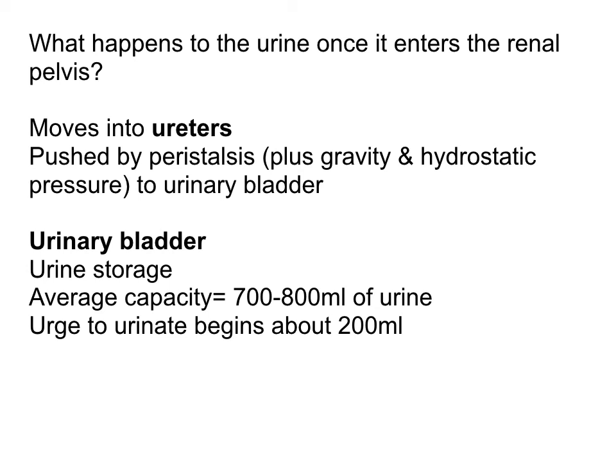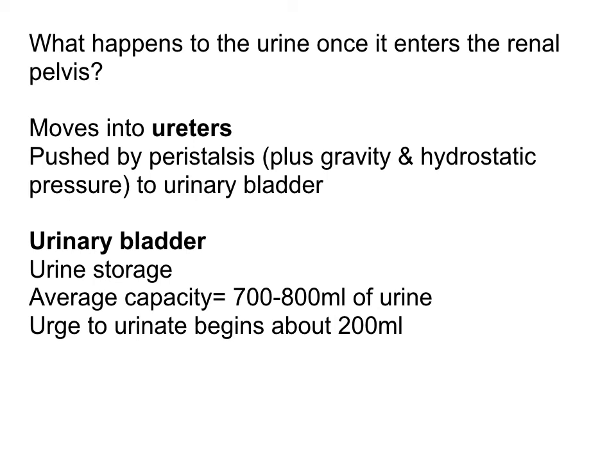So from the renal pelvis, your urine is going to move into your ureters. The ureters move urine through peristalsis. Also, gravity will help, because the kidneys are superior to the bladder, and gravity is going to pull that urine inferiorly through your ureters. You also have hydrostatic pressure. You're constantly producing urine at the kidney, and that urine continually pushes fluid out the renal pelvis, down the ureter, eventually landing in your urinary bladder.